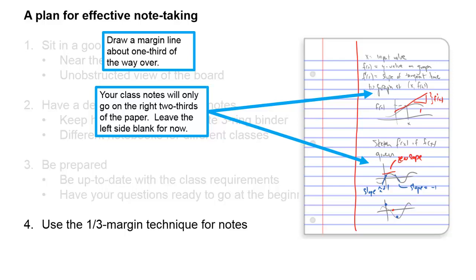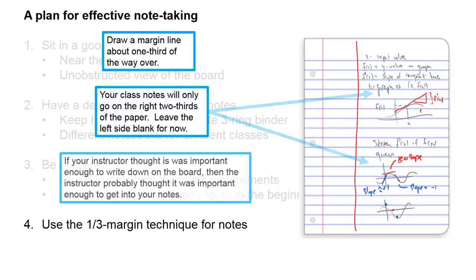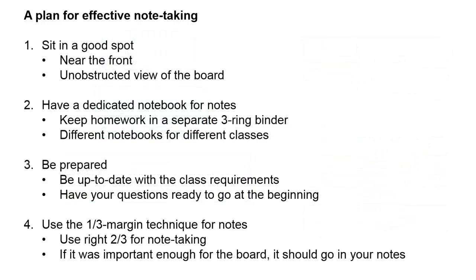Now, I don't really have any great advice for you on the actual act of taking notes, because that varies greatly with individuals. Some people like to use outlines, other people like to copy exactly what was on the board, exactly the way it was done. Some people focus less on what was written on the board, and more on the words that the instructor used. However, as a good rule of thumb for math and engineering courses, if the instructor thought it was important enough to write down on the board, then he or she probably thinks it's important enough for you to get down in your notes precisely. So when it comes to taking your notes, use the right two-thirds of the page for note-taking, and if it was important enough for the board, it's probably important enough for your notes.